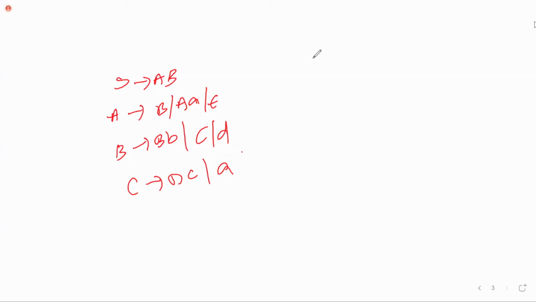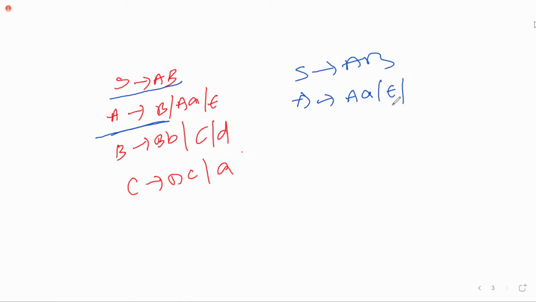Okay, simple thing. First, you identify the unit productions. Do you have any unit production in S? No. So you directly write it. Do you have any unit production in A? Yes. A to B is a unit production. Remaining, it doesn't have anything. A to epsilon is not a unit production. Only A to B is a unit production. Whatever B has, replace it here: BB, C or D. Any confusion here? Next.